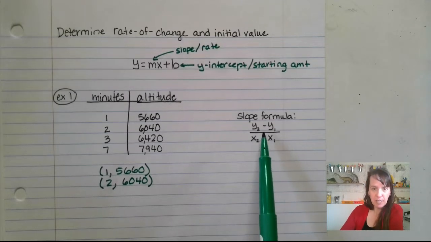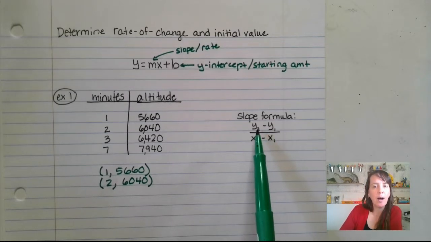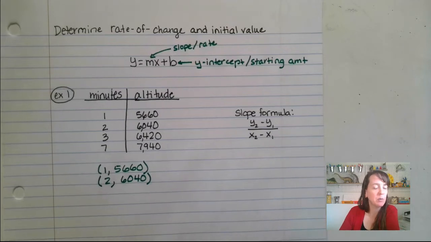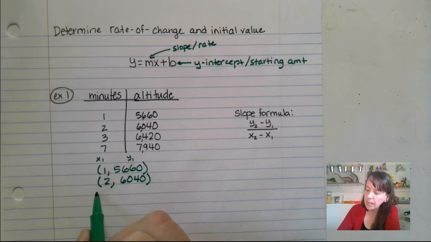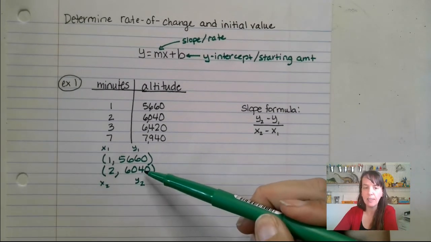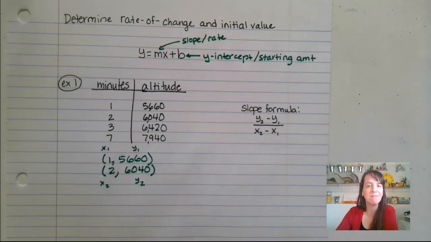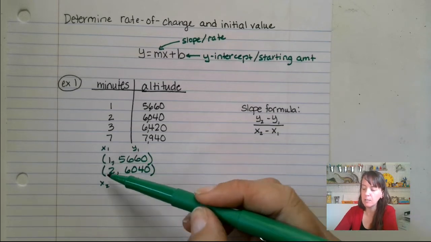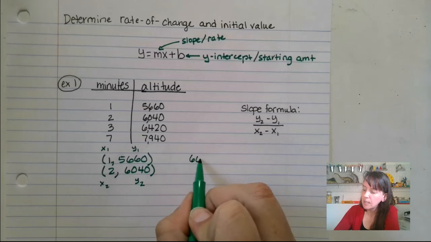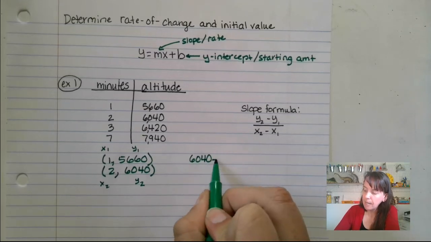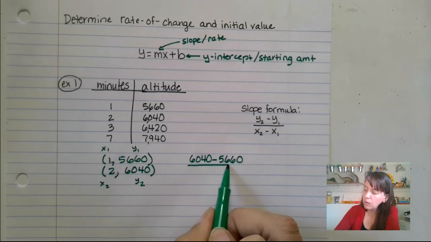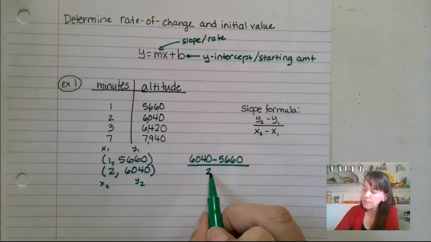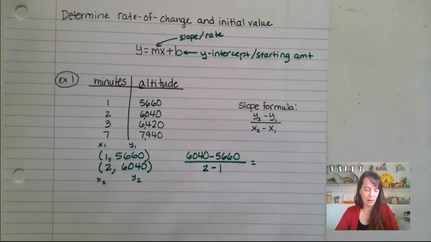Now, our slope formula, as a reminder, is the difference in your y's over the difference in your x's. And because we're doing subtraction, you got to keep them in order. So this is x1, y1, x2, y2. Visually, I like to think of it like this. This minus this over this minus this. This is always why I stack them. This minus this over this minus this. So what we have is 6,040 minus 5,660 over 2 minus 1.